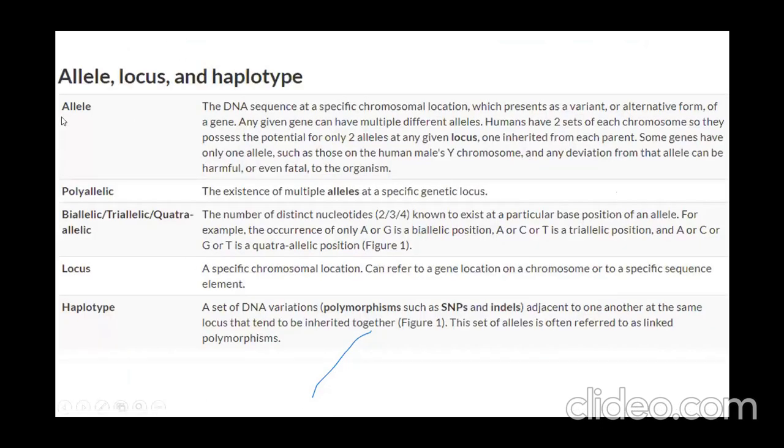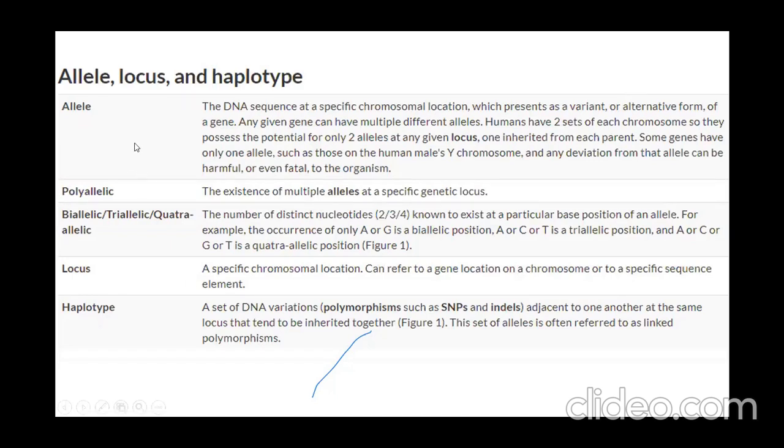Coming on to what is an allele, the different types of alleles, and what haplotypes are. It is important to understand for the upcoming presentation. So the allele is a DNA sequence at a specific chromosomal location, which represents a variant or alternative form of a gene. For example, for a tall trait, there are two alleles.